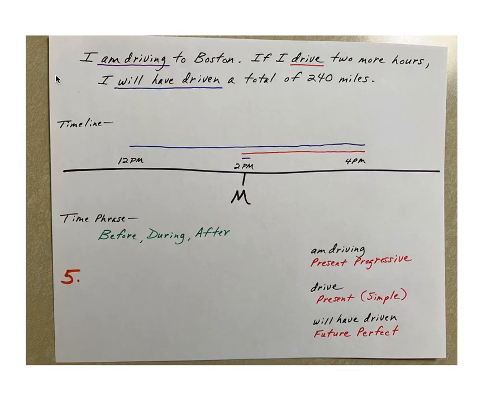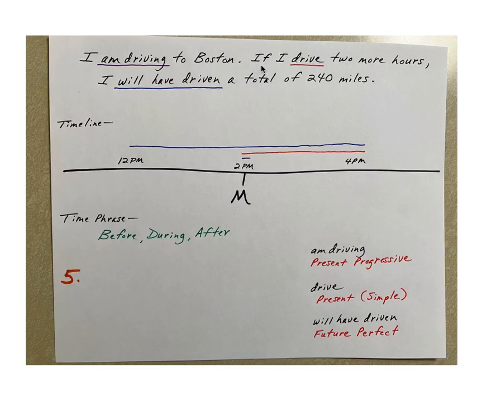Example number 5. I am driving to Boston. If I drive 2 more hours, I will have driven a total of 240 miles. Well, you see here, we have 2 sentences in our discourse, not just one. So now we have to take into consideration context. It's very important. Context is really important when you're reading a few sentences or a paragraph. So you have your basic timeline, just a straight line, and you have your moment of speech. So what do we get here? I am driving to Boston. That's the purple line. So here's the "am driving." In other words, you're driving as you speak.